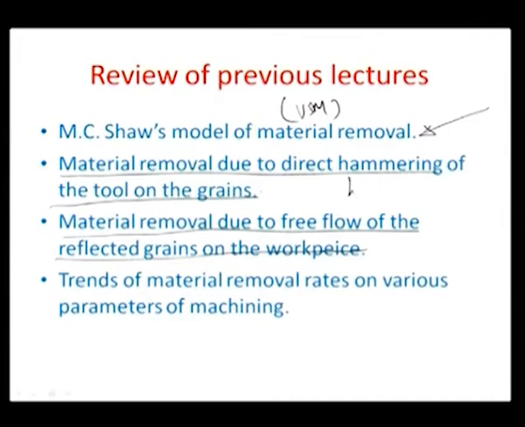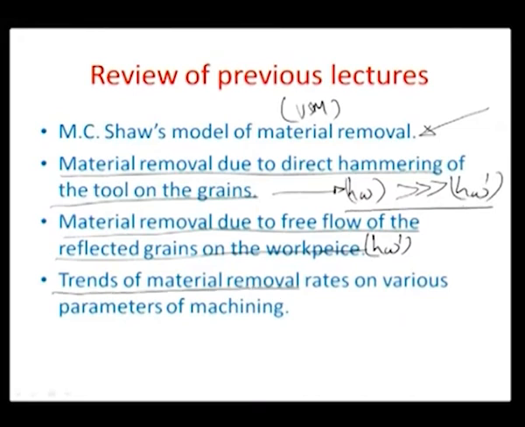We also found out that the depth of indentation HW, the amount of impact that the grain would have because of direct hammering, is much more in comparison to the amount of impact that it would have otherwise, which is HW dash. So HW is much greater than HW dash. Then we investigated some trends of material removal rates on various machining parameters like the amplitude of motion, the frequency of the vibrating tool head, the average grain diameter, and so on and so forth.